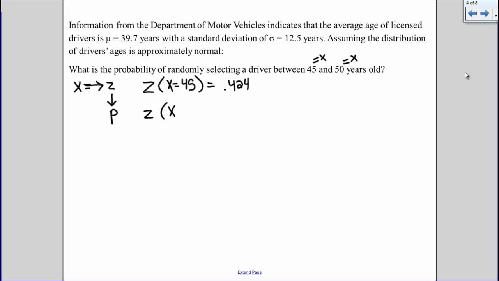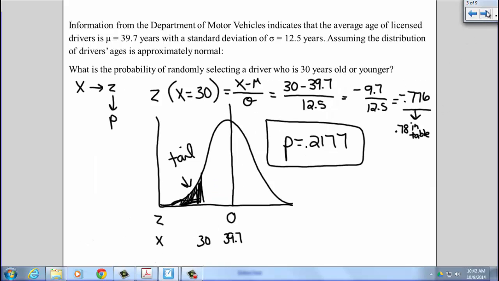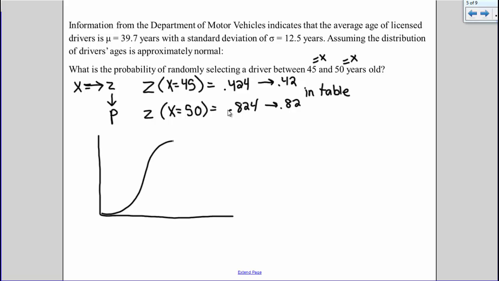And then the z-score for when x is equal to 50, I already found that in the very first problem that we did. So you can see here that when x is 50, the z-score was 0.824. And so here we're going to be looking for 0.42 in the table, and here we're going to be looking for 0.82 in the table for the z-scores in column A. Let's go ahead and sketch this out to determine what it is we are actually going to be looking for. So we've got our x values, our z-scores, 39.7, population mean in the middle, z-score of 0, and we're looking between 45 and 50. So this area here.